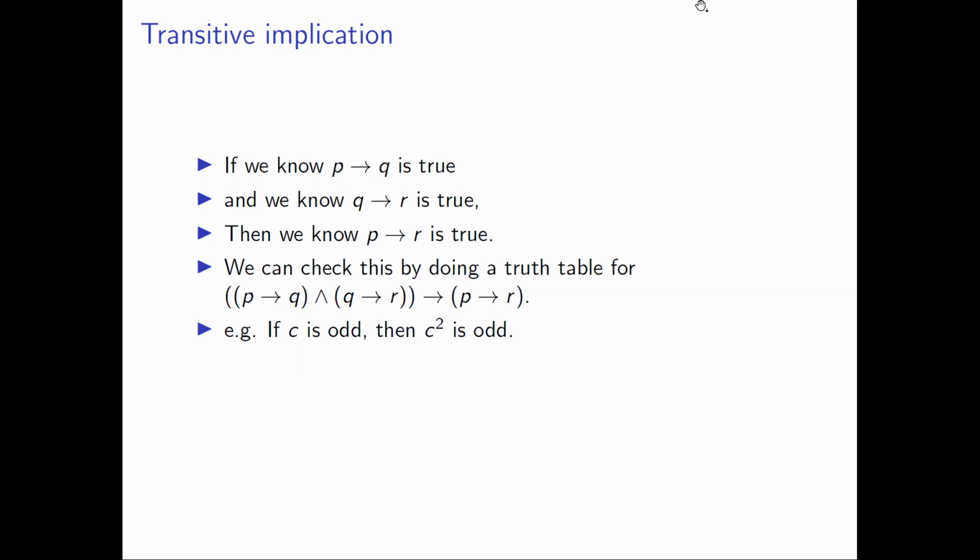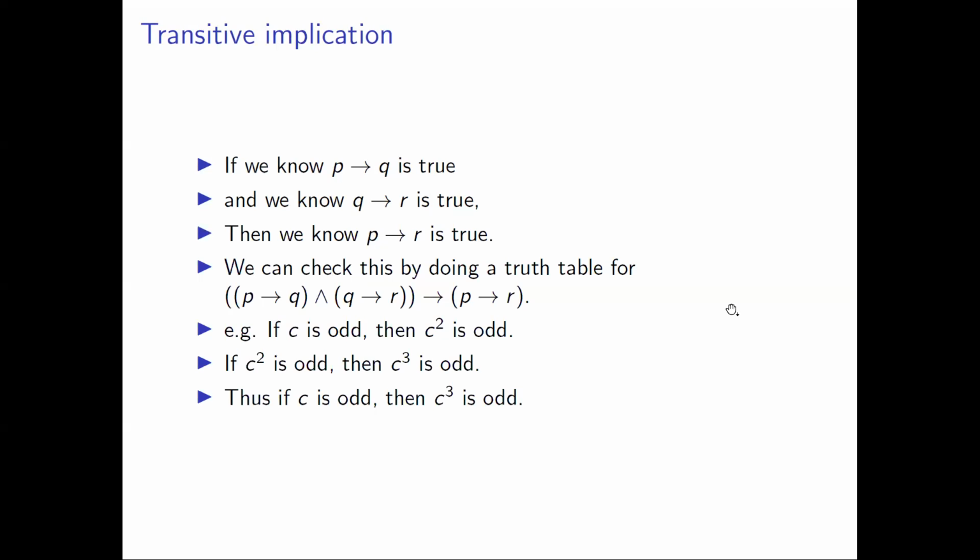So let's look at an example of transitive implication. Suppose that we know that if C is odd, then C squared is odd. And suppose we also know that if C squared is odd, then C cubed is odd. Then we can conclude if C is odd, then C cubed is odd, using the last 2 bullets together with transitive implication.